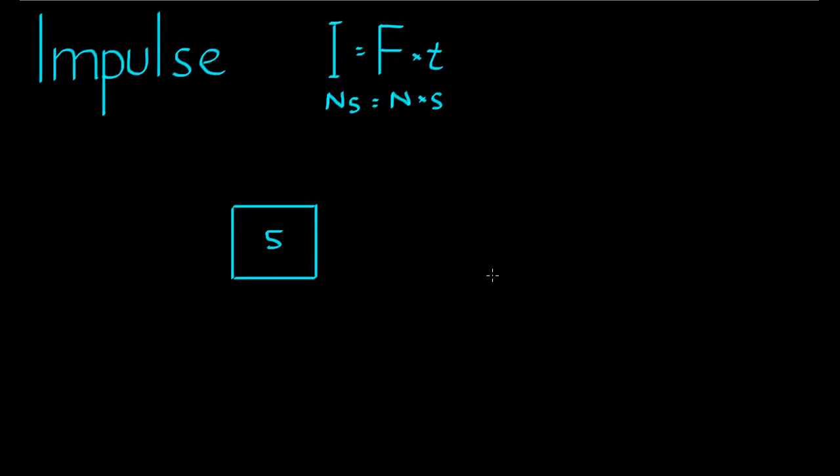And in this lesson we're going to be learning about how an impulse acts to change the velocity of an object. An impulse is basically a force acting over a time. You can see that in the formula there.